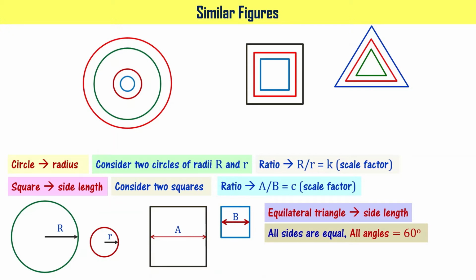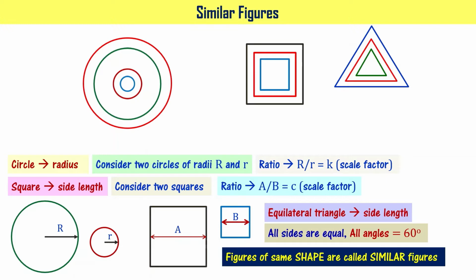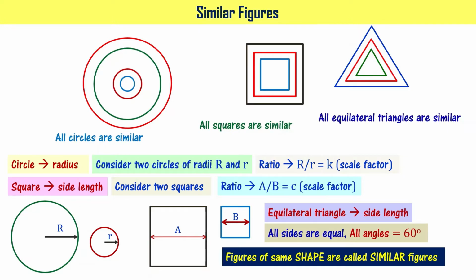The point we have to note now is that figures of same shape are called similar figures. Please note this point. It means all the circles are similar because shape is same, right? All the squares are similar and all the equilateral triangles are similar, right? Please note this point.